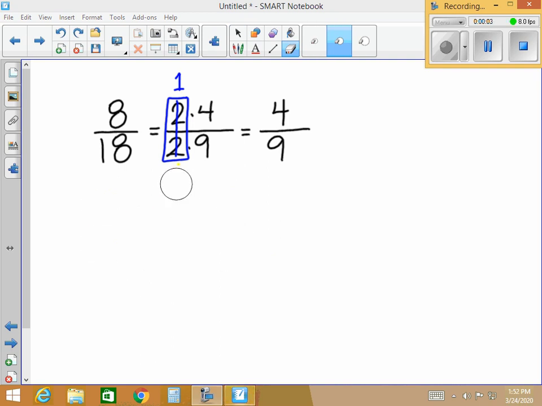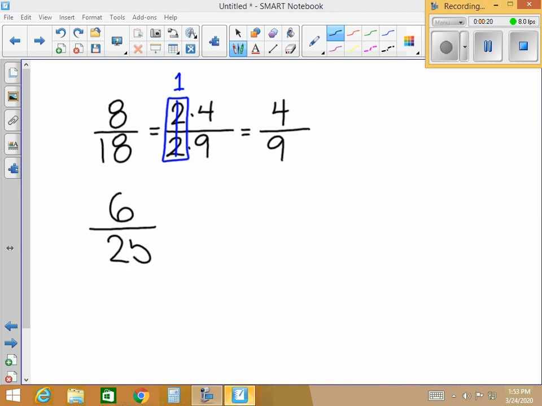So we just finished reducing fractions to lowest terms. And along with that same idea, we can multiply and divide fractions together. If I want to multiply the fraction 6 over 25 times 35 over 9.